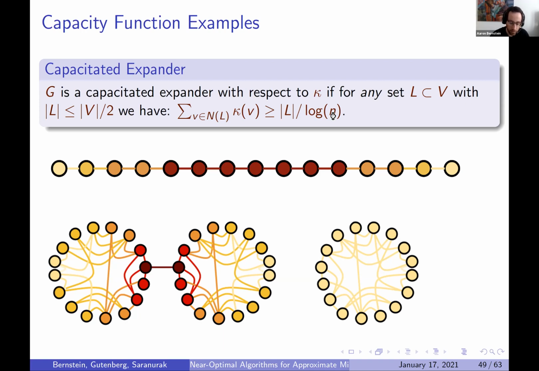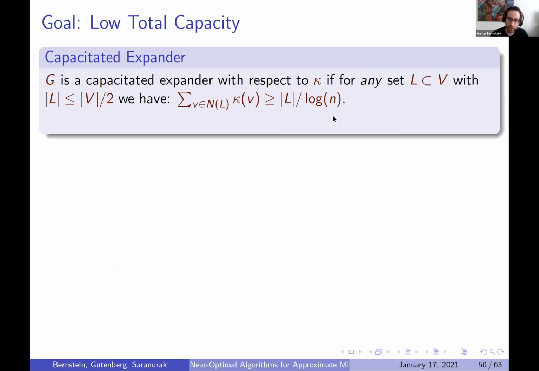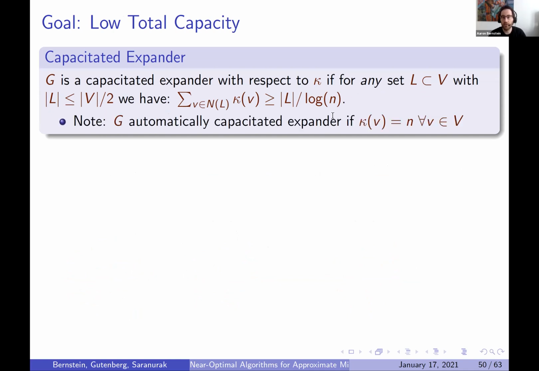So we have this definition of capacited expander. And I want to point out that you can always find a function kappa that makes the graph a capacited expander. You could just set the capacity of every vertex to be n, and then it's pretty clear that it satisfies the definition.